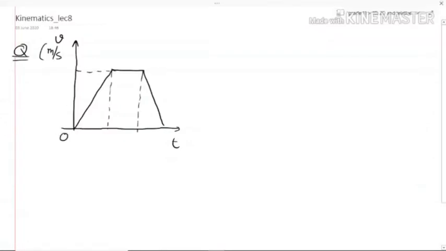Here the object is starting from... What is the initial velocity of the object? What is the initial velocity over here? Can you see? Initial velocity is 0. So basically, the object is starting from rest. So initially the velocity is 0.